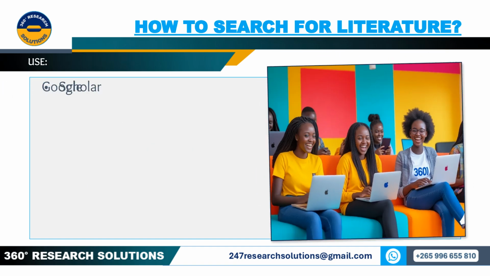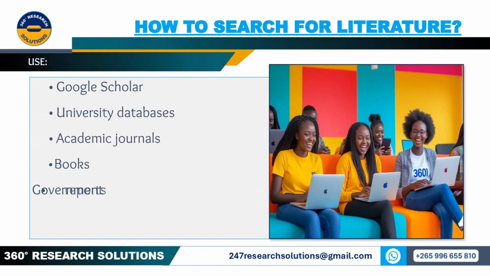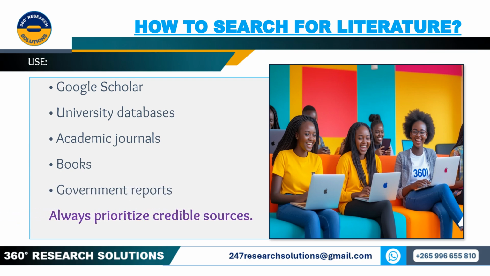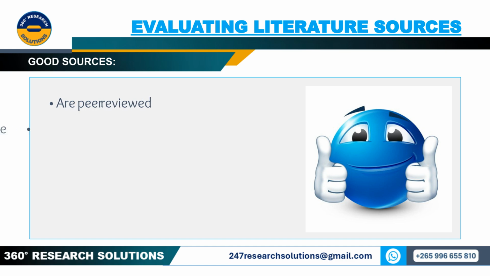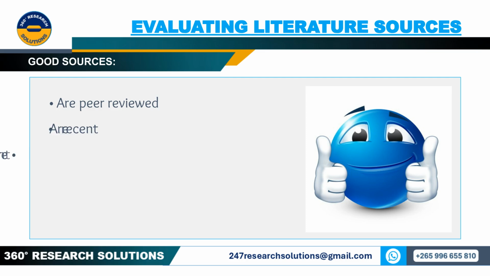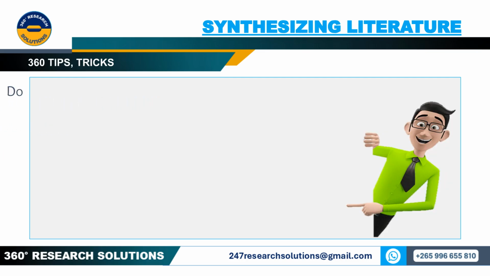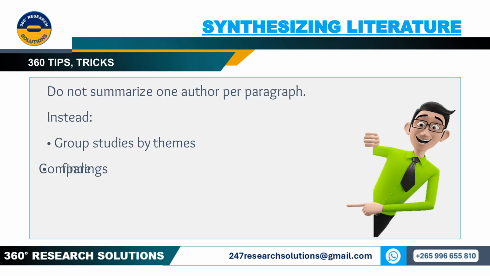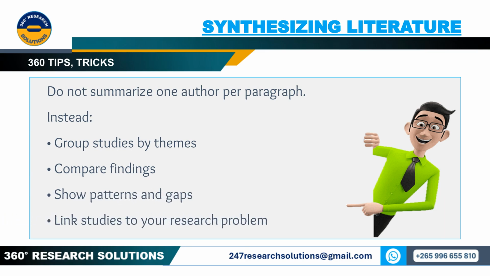Use credible sources like Google Scholar, university databases, academic journals, books, and government reports when searching for literature. Always prioritize quality. Good sources for literature should be peer-reviewed, recent, relevant, and from credible institutions. Remember to avoid blogs and unverified websites. When synthesizing literature, group studies by themes, compare findings, show patterns and gaps, and link studies directly to your research problem. Avoid summarizing one author per paragraph.